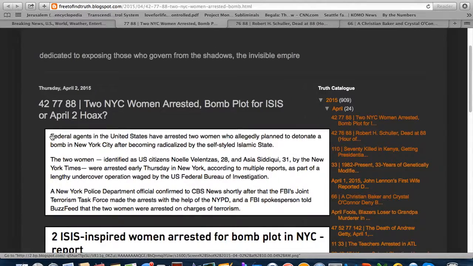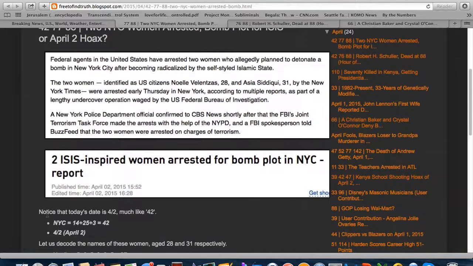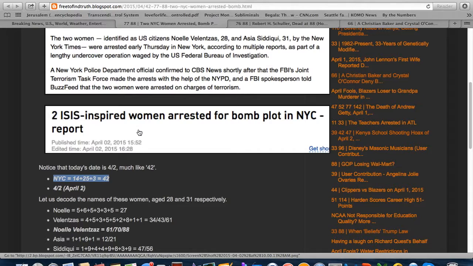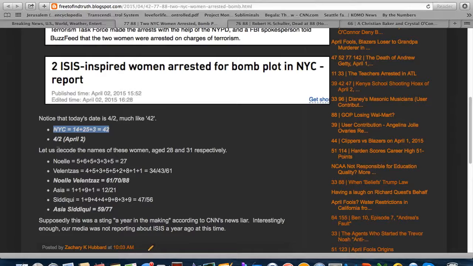Also, for some related headlines, this is coming out of NYC on April 2nd. N is the 14th letter, Y is the 25th, C is the 3rd. Add them together, it sums to 42, a lot like the date 4/2. And we're getting this story of two ISIS-inspired women arrested for bomb plot in New York City. Their names are Noelle Valenzas and Asia Siddiqui. Very weird names. With Gematria, this name generates 61, 70. We saw that number again today. And 88. Asia Siddiqui creates Gematria 47 and 56. Numbers we just saw in the Kenya story.